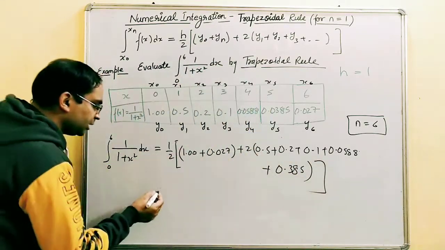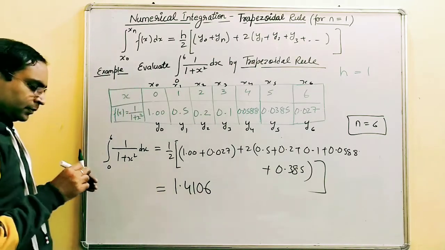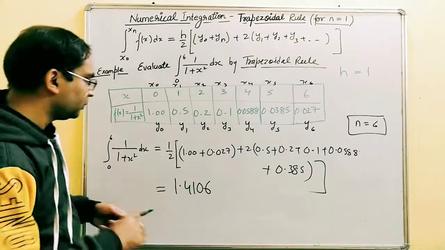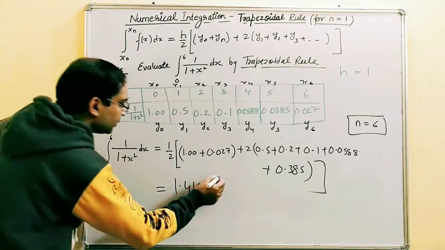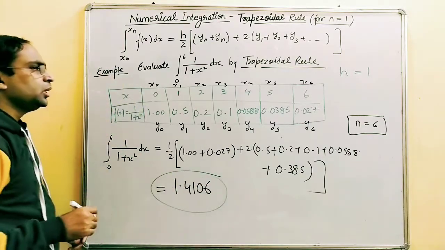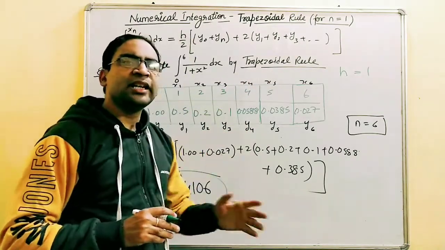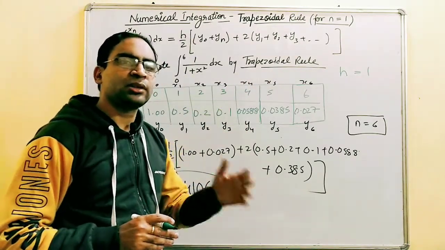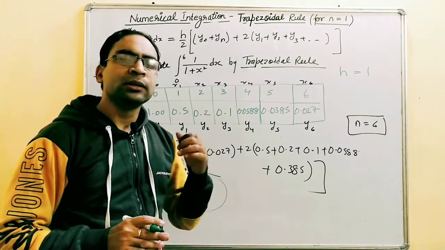Now we need to calculate this. 1.4106. So this is the final answer for the integral 0 to 6 of 1 upon 1 plus x square dx with the help of the trapezoidal rule. In the next lesson, we will talk about the next numerical integration rule, that is Simpson's 1/3 rule.